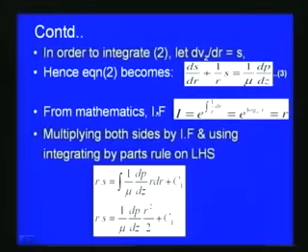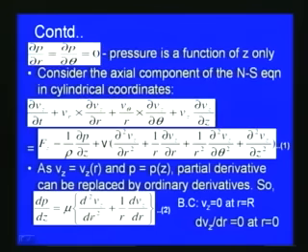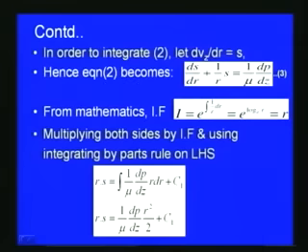Now for the simplified problem we will try to find an exact solution. Our aim is to find the velocity. In order to find this velocity, we will integrate equation number 2. Let us assume dvz by dr is equal to s. Then we can write equation number 2 in terms of s as ds by dr plus 1 by r into s is equal to 1 by mu dp by dz, equation number 3.